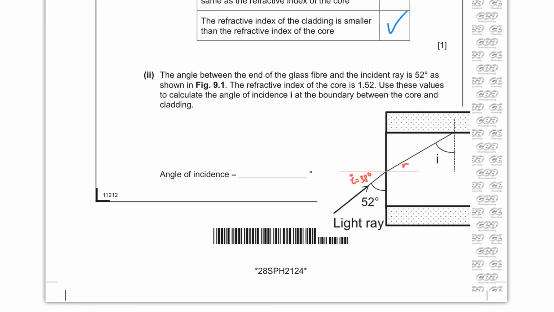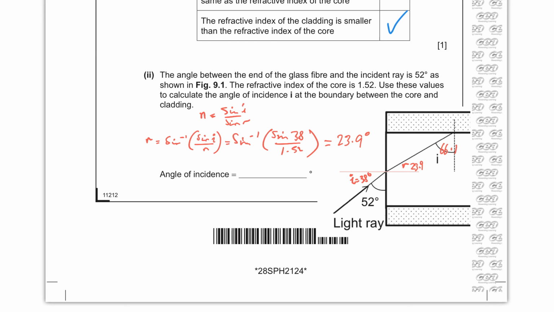So Snell's law, n equals sine i over sine r. And that means that r would be sine to the minus 1 of sine i over n. So we just pump that through the calculator to get the r value now. Remembering that that is not the answer, because if this is 23.9, then this is going to be 66.1, and that is the answer that we're looking for.